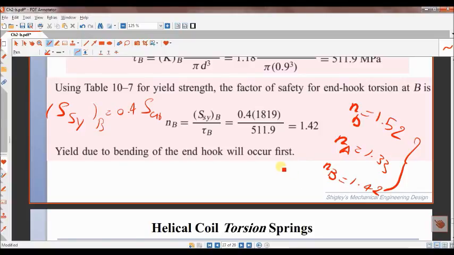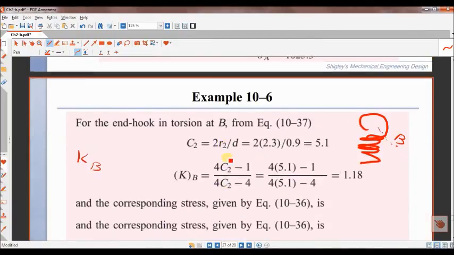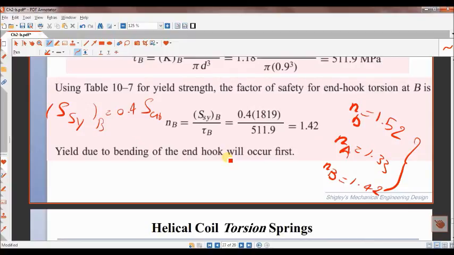Okay, so the most critical location is location A with the lowest safety factor. So we have to consider this location to design our spring. Okay, this is the end of example 10.6. Thank you.